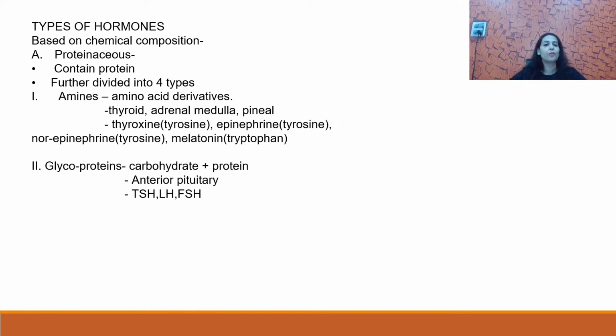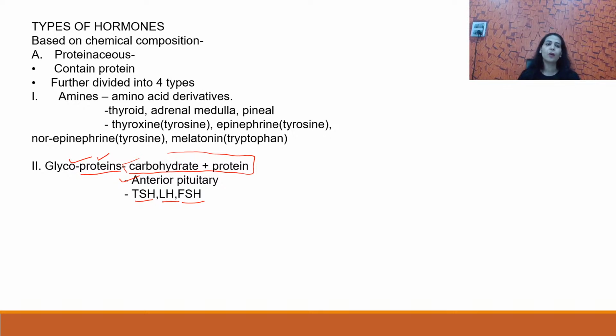The next is glycoprotein. Again, there is the word protein present. So protein is not leaving you alone. This protein, along with carbohydrate, if it acts as a hormone, we call it a glycoprotein derivative. It is produced from the anterior pituitary. TSH, LH, FSH. They are the glycoproteins.